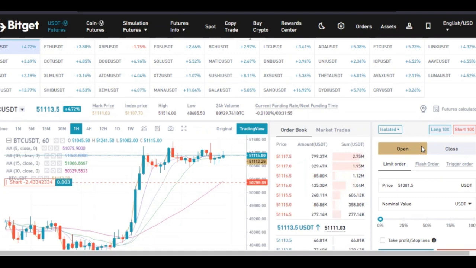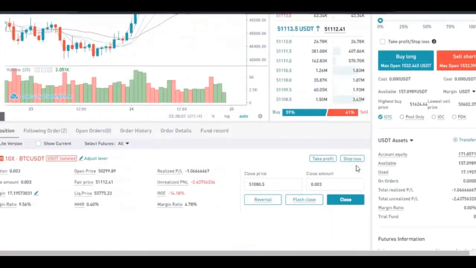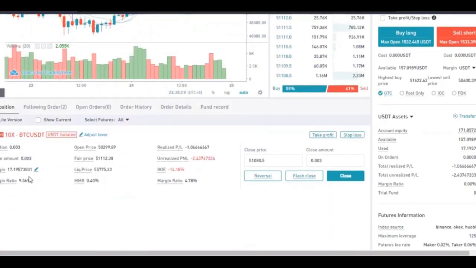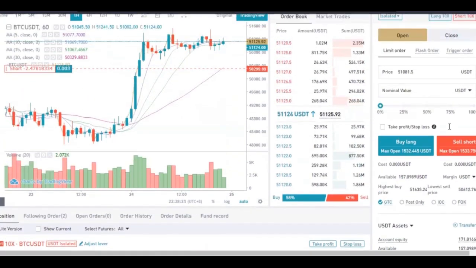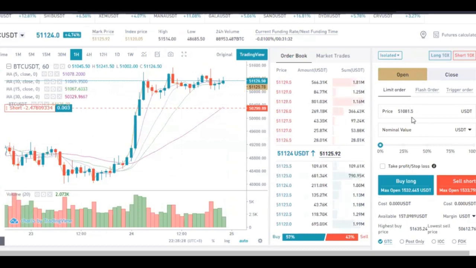isolated. And the reason for this is because you want to only risk, for instance, if I come in here to this trade that I'm currently running, the margin for this is about 17 USDT. So if for any reason my account is liquidated, it means that I can only lose this 17 USDT and not everything on my account. But if I'm using cross and I'm liquidated, if for any reason the liquidation price is showing up on my account, once I hit that liquidation price and my account is liquidated, I'm going to lose everything.